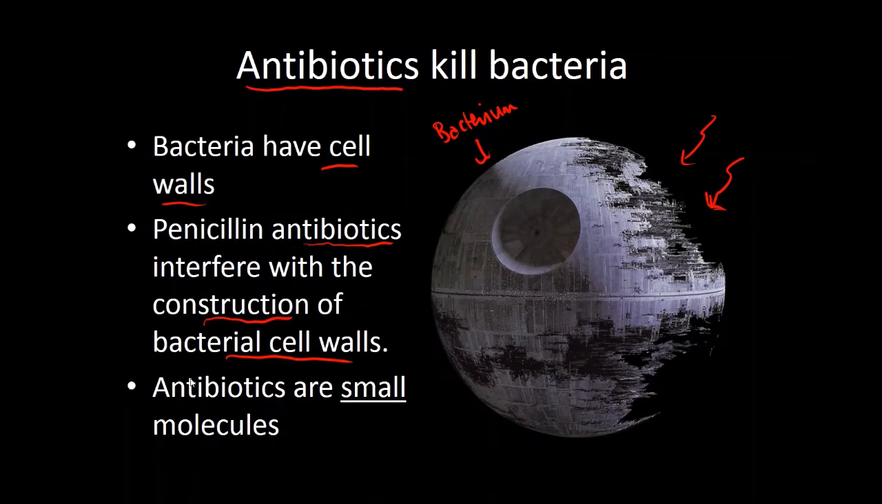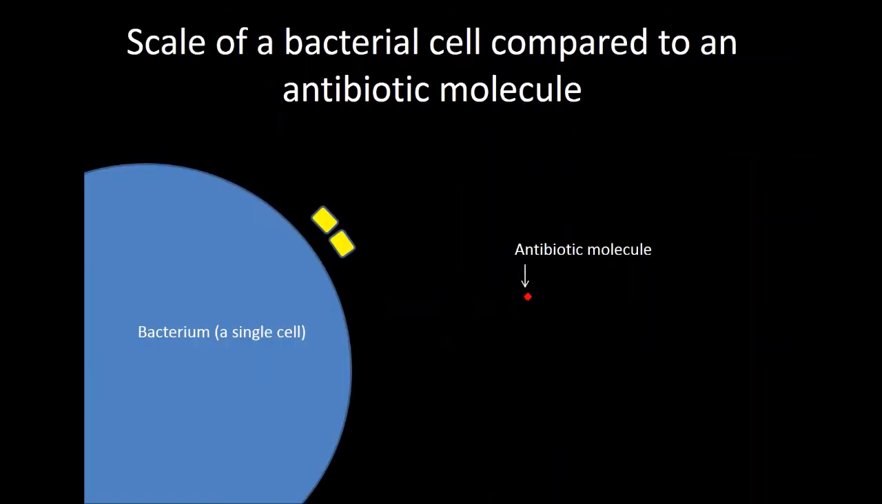What will be difficult for you to understand in the beginning is this idea of small molecules. We'll see in the next slide an idea of what does that mean. Okay, so here's a picture representing a cell. That's the Death Star.